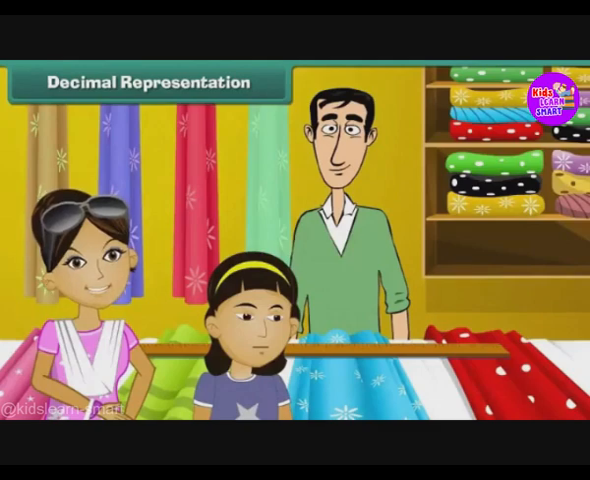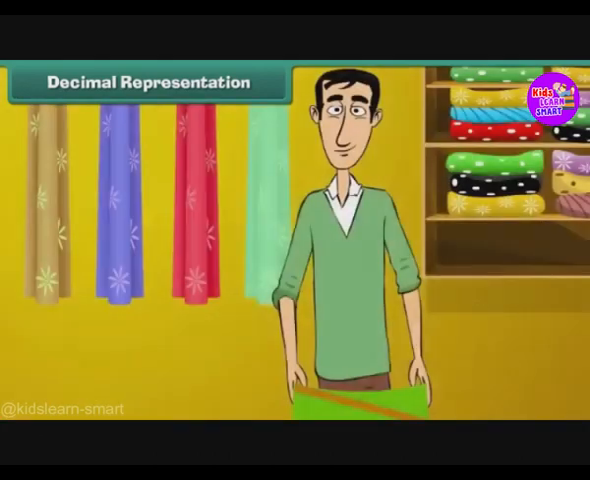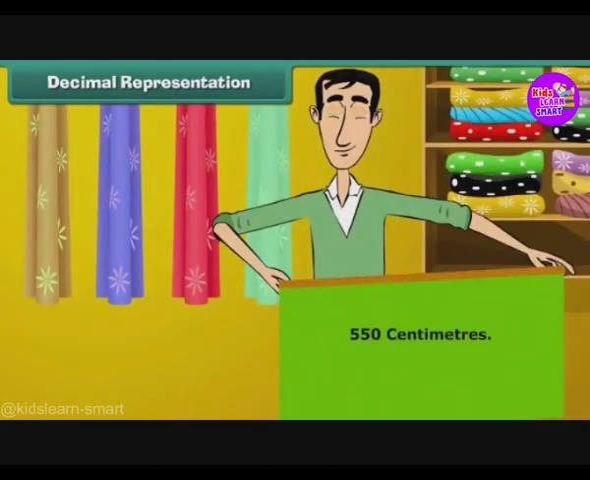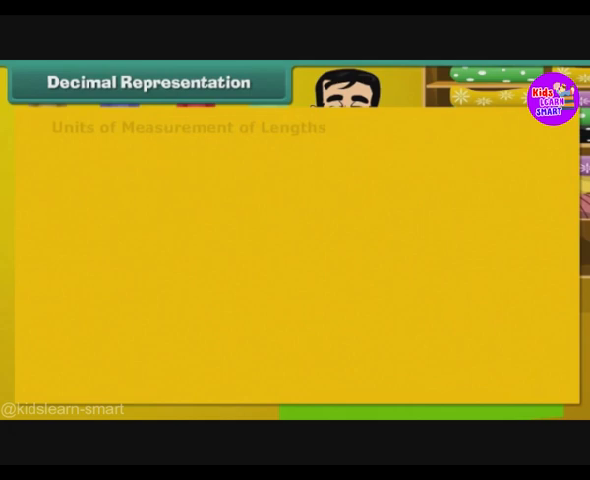Bela accompanies her mother to a sari shop. She asks the shopkeeper the actual length of a sari. The shopkeeper measures it in front of her as 550 centimeters. Bela wants to know if 550 centimeters can be expressed as meters. To answer Bela's question, let us understand the relationship between the different measures of length.